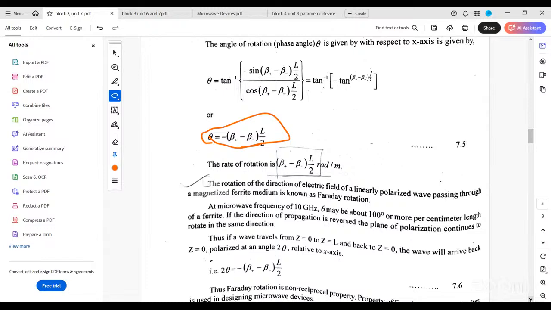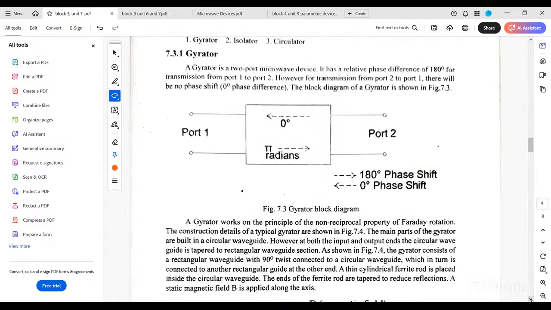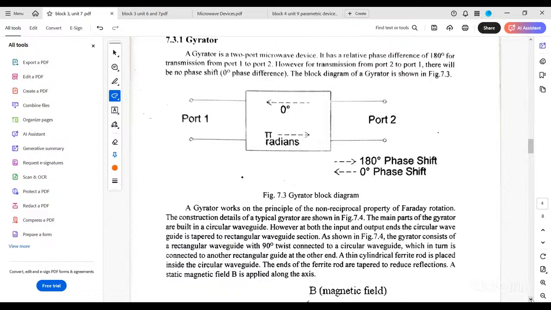Next, see here. This Faraday rotation works with three concepts. One is gyrator, another is isolator, another is circulator. Now we will see the gyrator first. Again, to this gyrator, we have port 1 and port 2. When the wave is moving from port 1 to port 2, it faces a 180 degrees phase shift.